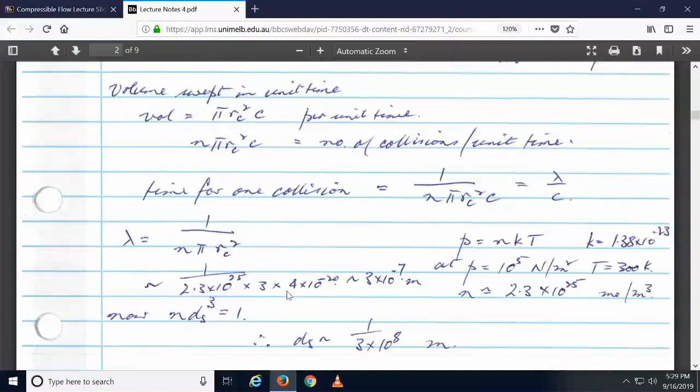So it's a very small fraction of, well, we have millimeters, that's 10 to the minus 3 meters, and so on. So this is about 3 by 10 to the minus 7.